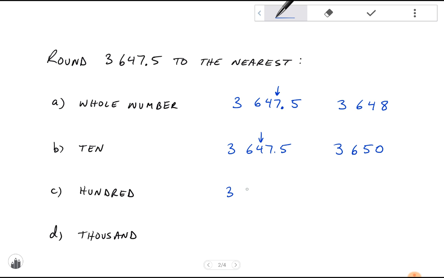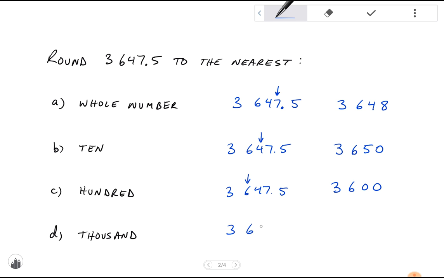Let's round this value to the closest 100. So now we're looking at this column here with a 6. Okay, so we look to the right of the 6, we see a 4. So now this time we're rounding down. That means that we're going to maintain our 6. So we have 3,600.